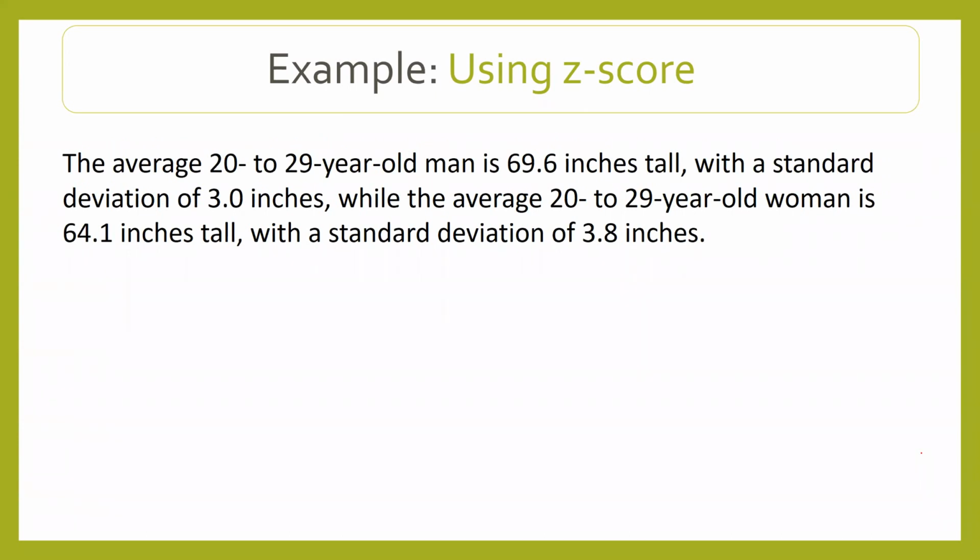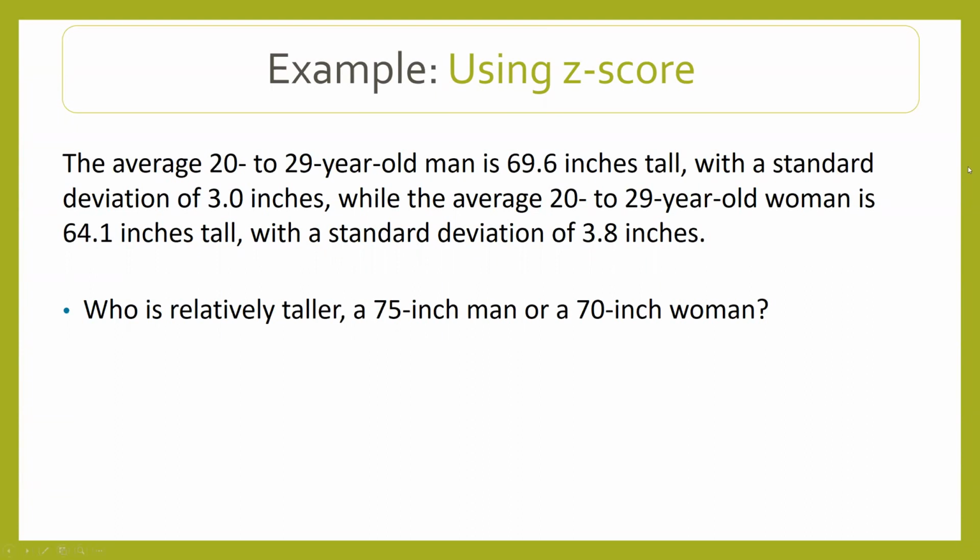The average 20 to 29-year-old man is 69.6 inches tall, with a standard deviation of 3.0 inches, while the average 20 to 29-year-old woman is 64.1 inches tall, with a standard deviation of 3.8 inches. All right, what's the question here? Who is relatively taller, a 75-inch man or a 70-inch woman?